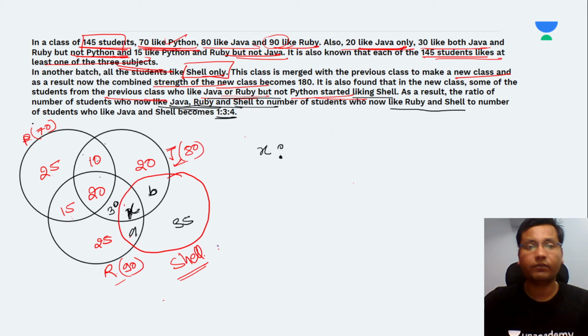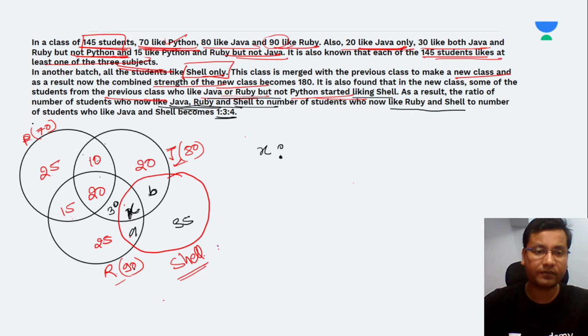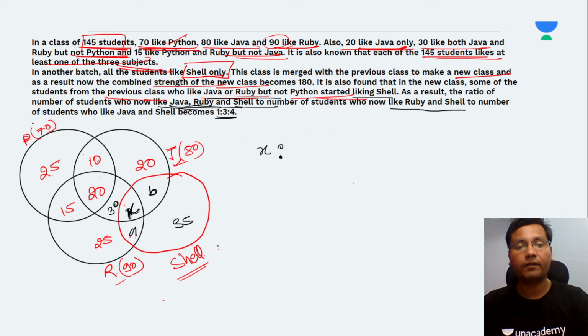ठीक है. Now what is the number of students who like Java, Ruby and cell to the number of students who like Ruby and cell. So this is Ruby. Where is Ruby? So this is Ruby and cell. This is A. Right, Ruby and cell A, but not Java नहीं लिखा हुआ है. So we'll consider A plus X, right? So is to A plus X, right?